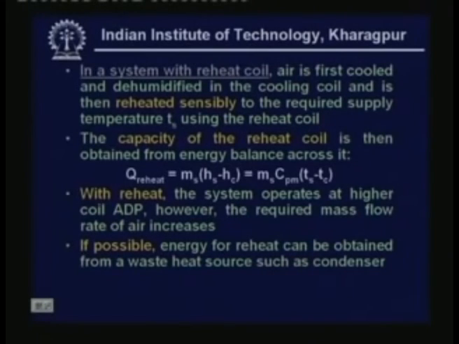And if possible, energy for reheat can be obtained from a waste heat source such as the condenser. That means instead of using, let us say, an electrical heater for the reheat coil, you can also use a waste heat source. One of the waste heat sources is the heat rejected at the condenser. If it is possible, you can use that heat for heating the air in the reheat coil. That is how you can reduce the energy consumption.